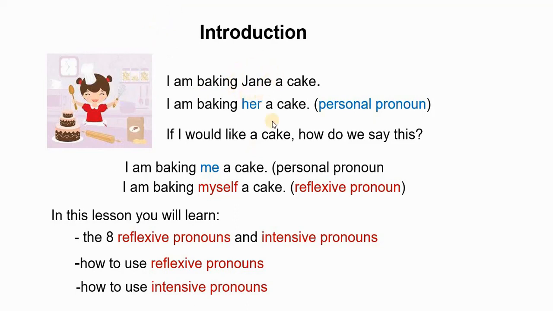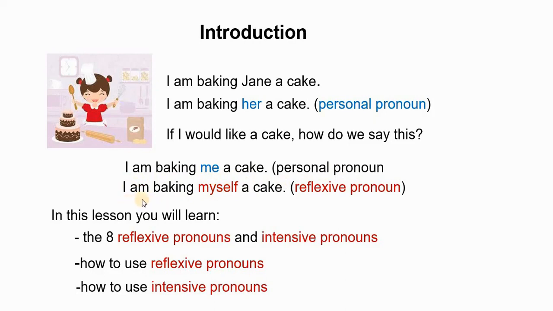But if I would like a cake, how do we say this? So if I want a cake, how can we say this? I am baking me a cake. This is actually wrong. Here I have said me as a personal pronoun. But this is wrong. I am baking me a cake.